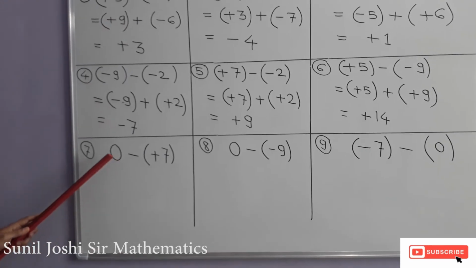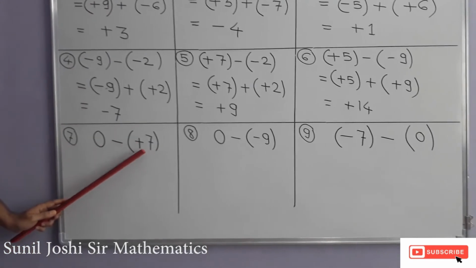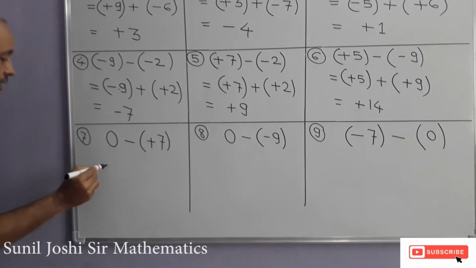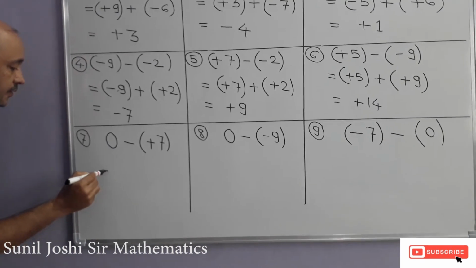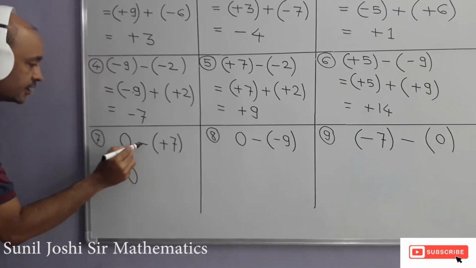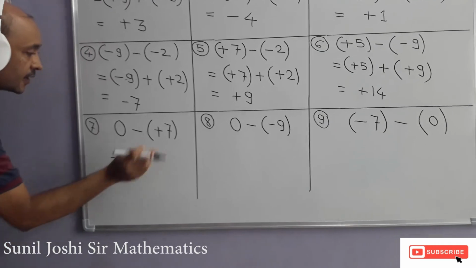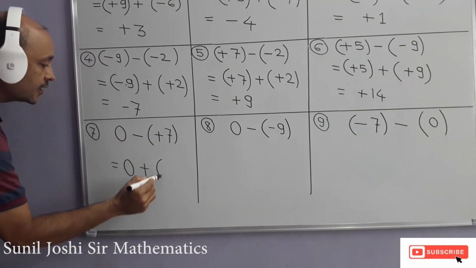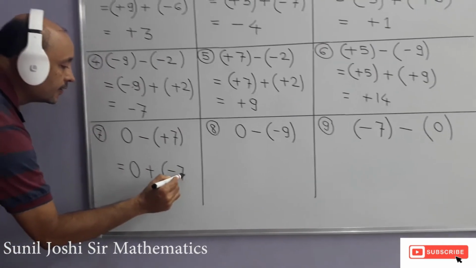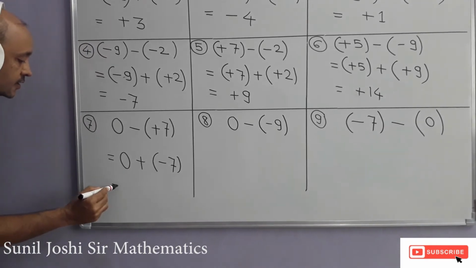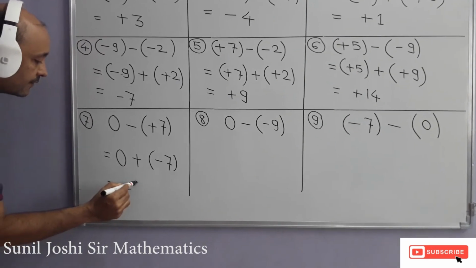Next is 0 minus positive 7. So method remains same, 0 as it is. Then subtraction is converted to addition. Then opposite number of this is taken, negative 7. Then what is the answer of this? So answer is negative 7.